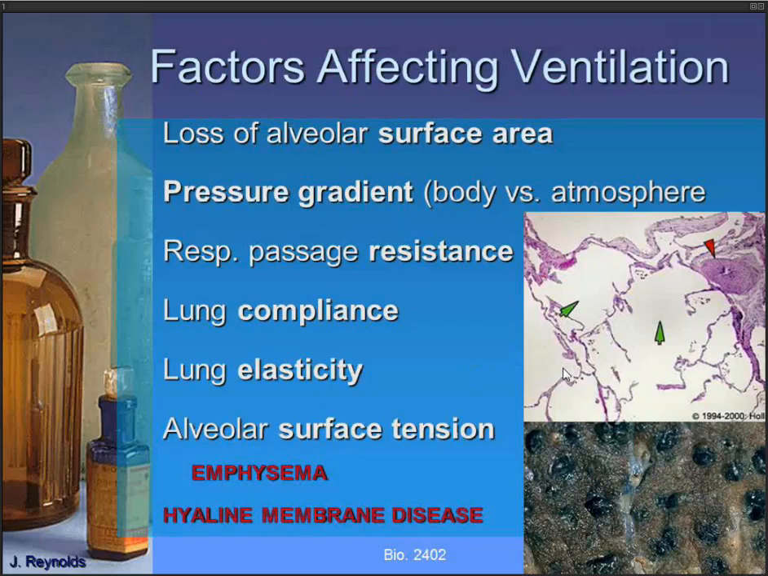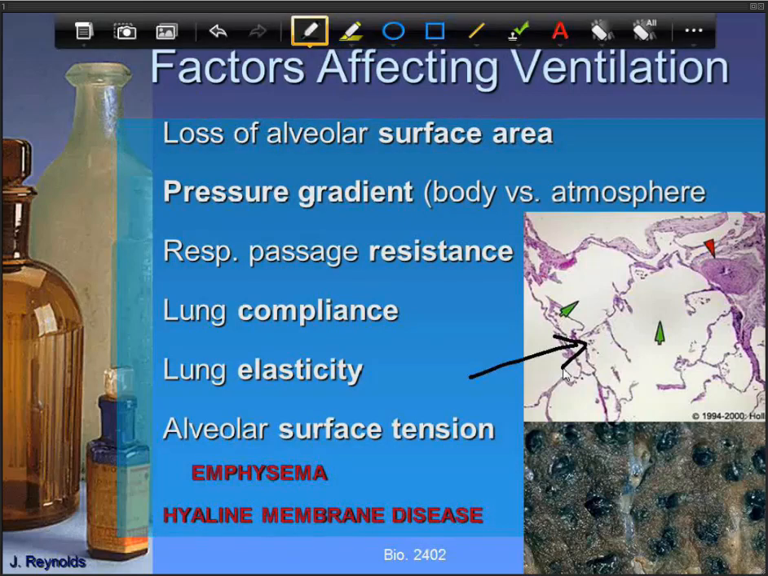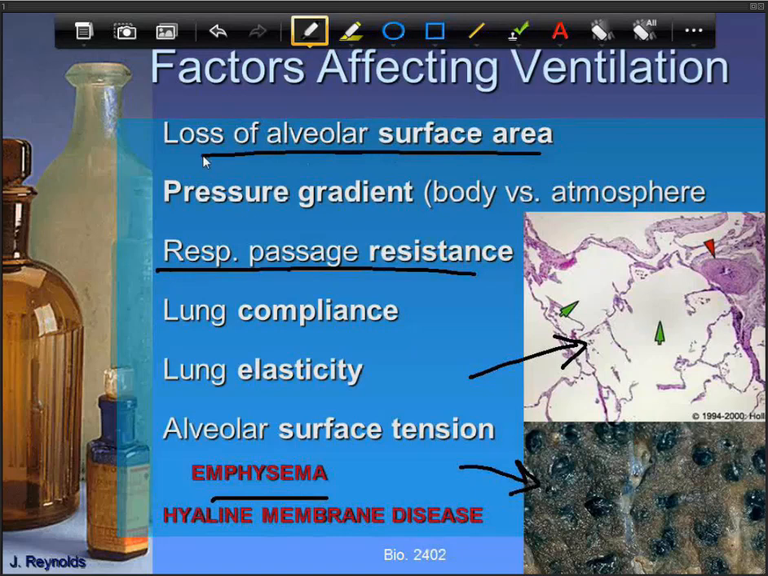So I've already shown you emphysema, showed you this little picture. And by the way, the picture down here is emphysema in an autopsy of somebody's lung. Emphysema increases resistance in the passageways. It causes you to lose alveolar surface area. Hyaline membrane disease. Remember I talked about respiratory distress syndrome in infants due to a lack of surfactant? That's the same thing as hyaline membrane disease.